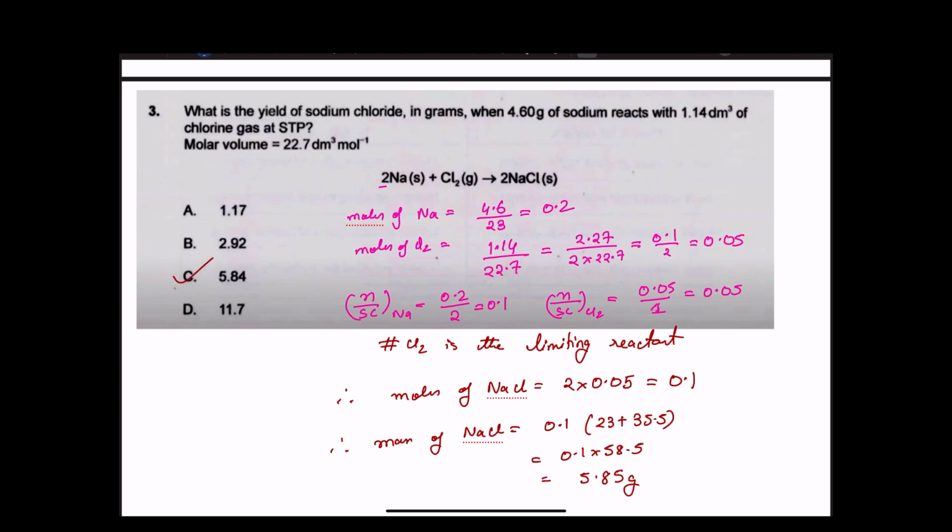Now moving on to the next question. We have to find the pressure in a 3 dm cube cylinder containing 64 grams of oxygen at 25 degrees Celsius. First find the moles of oxygen. 64 divided by 2 times 16, which gives me 2. R is 8.314. Temperature is 273 plus 25, which is 298. And volume is 3 dm cubed.